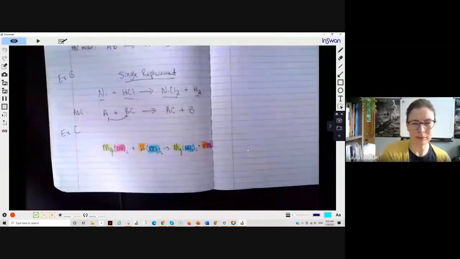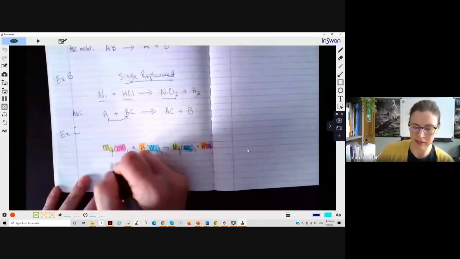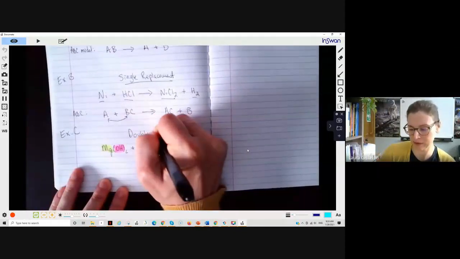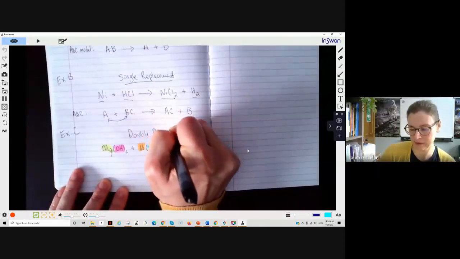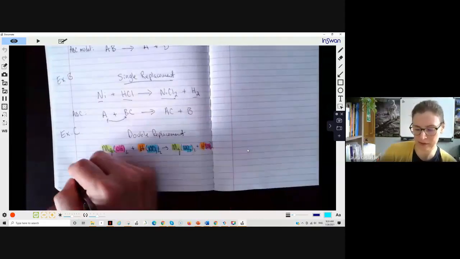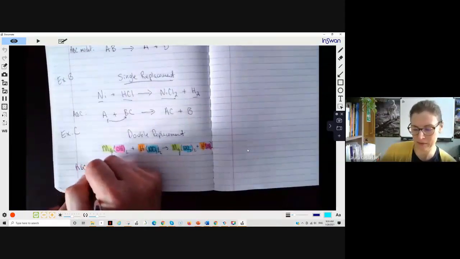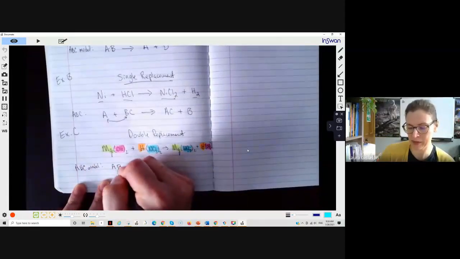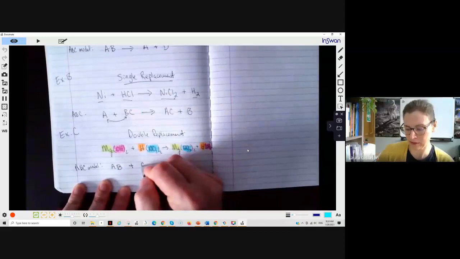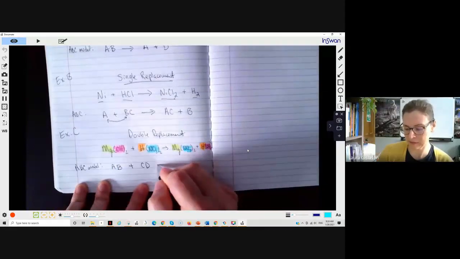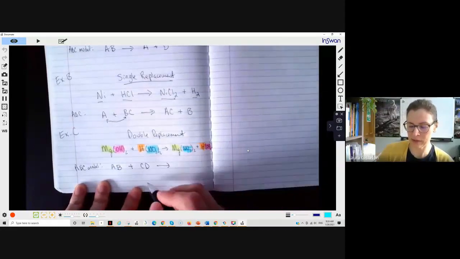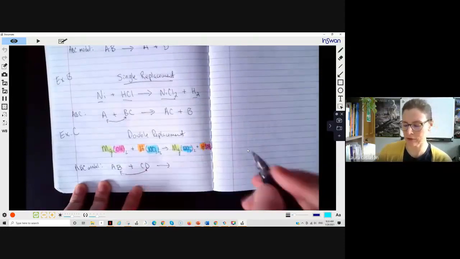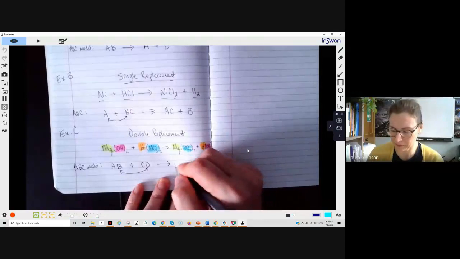Okay, I also want to show you something interesting after we do this. ABC model. So here we have A and B, C and D. And really we just had a swapping, right? So they switch partners.